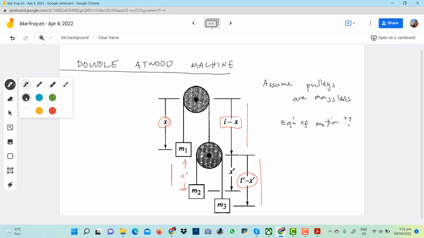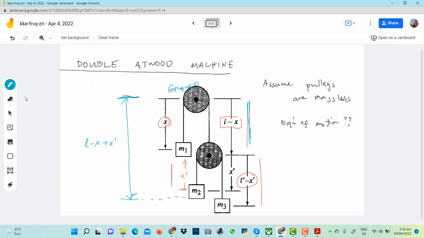How about the location of M2? The location of M2 is L minus x, looking from here, going toward M2. That's equal to L minus x plus x prime. Right? Suppose this is our ground. The location below the ground of M2 is actually equal to L minus x, plus the x prime.